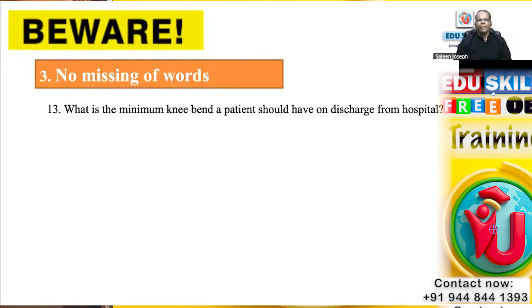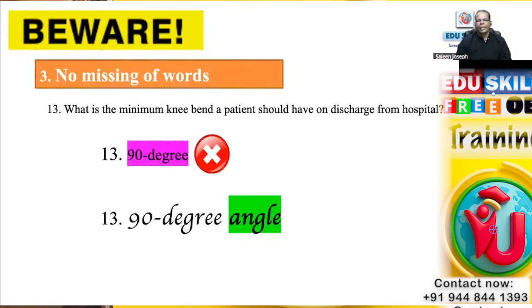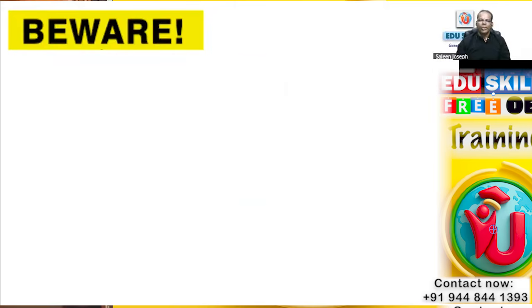Now missing words. 90-degree angle. 90 degree is wrong. What is the minimum knee bend a patient should have on discharge from a hospital? People will write 90 degree. Oh, correct? No. 90 degree doesn't give the meaning. 90 degree angle is the right answer. That's why people say the exam was so easy, but I didn't get the required score. Father, the exam was very easy. The problem is this: very easy because you know the answer, you located the answer, but you did not write the answer properly.